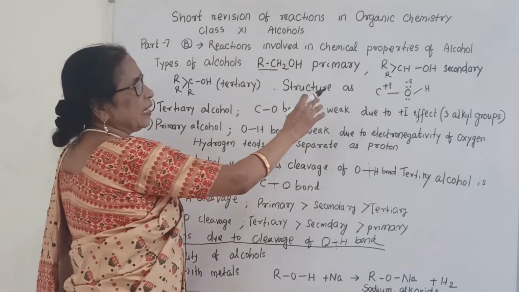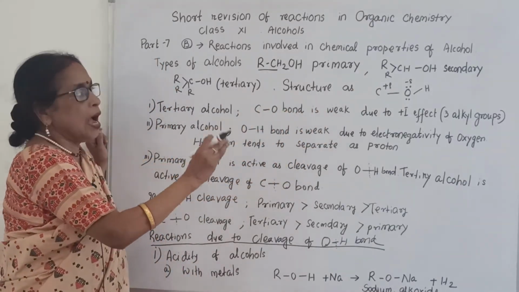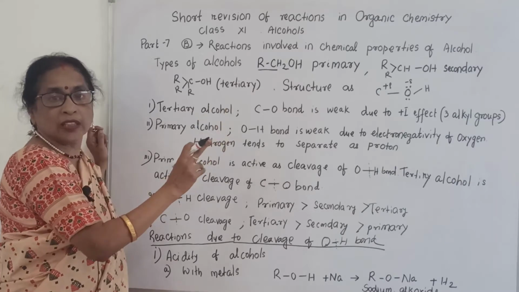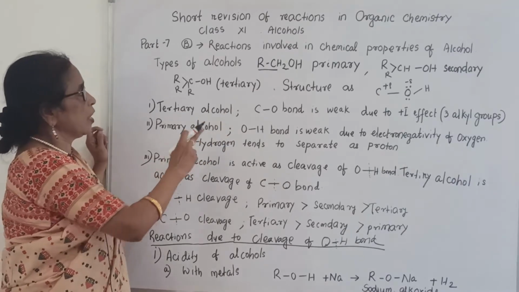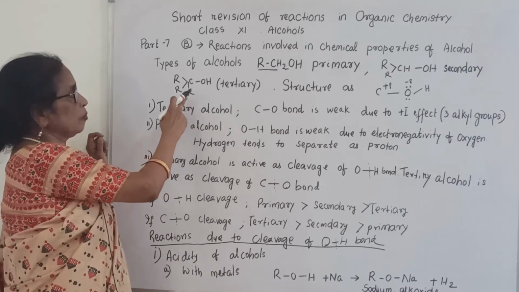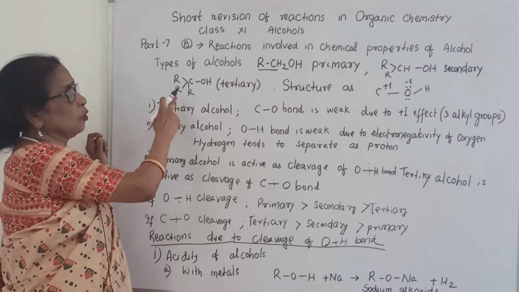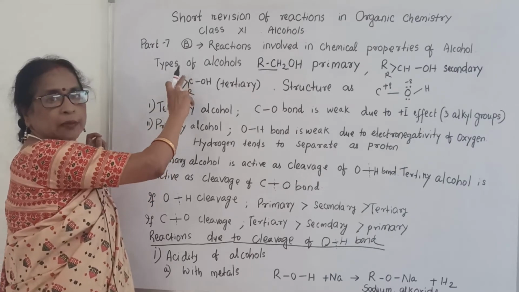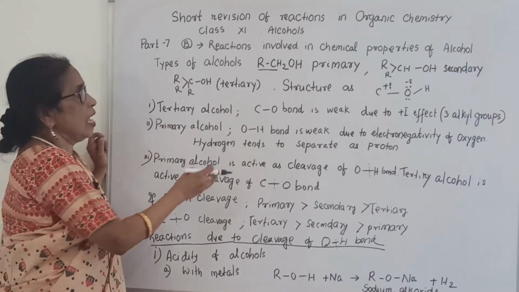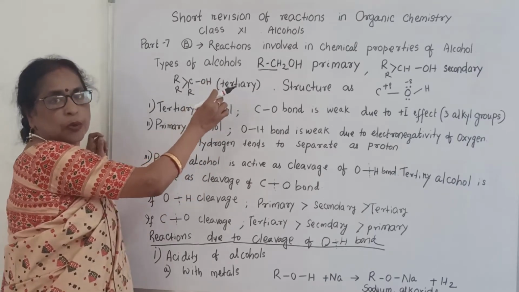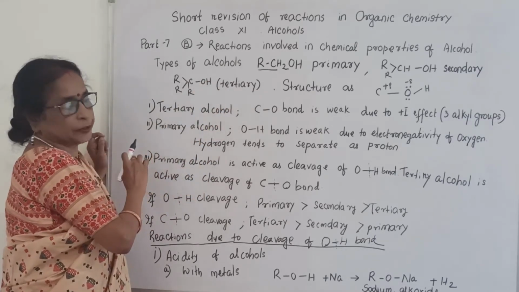Now in secondary, there are two alkyl groups attached to the carbon and one hydrogen atom which is free. Whereas tertiary, you observe here, three alkyl groups are attached to carbon, there is no free hydrogen, and only one OH group, hydroxyl group, is present here.